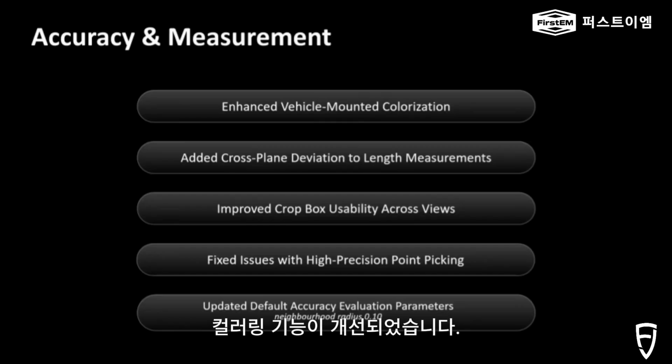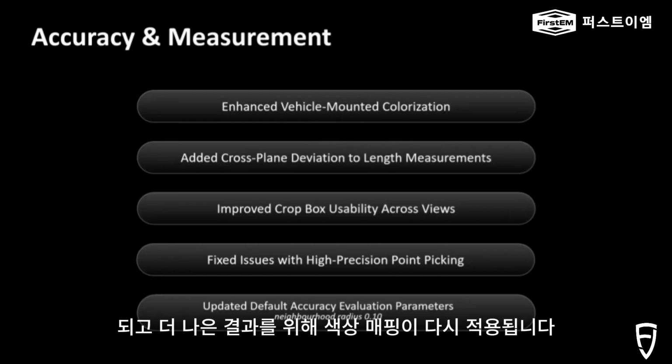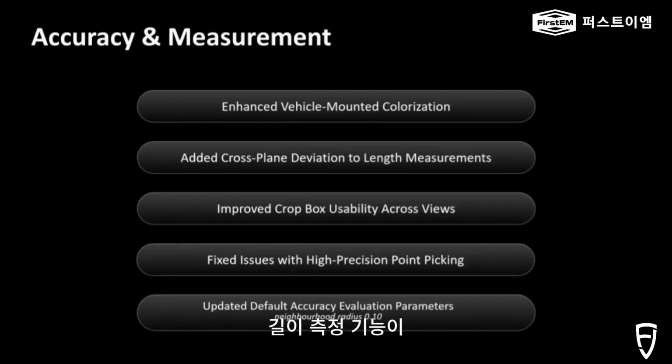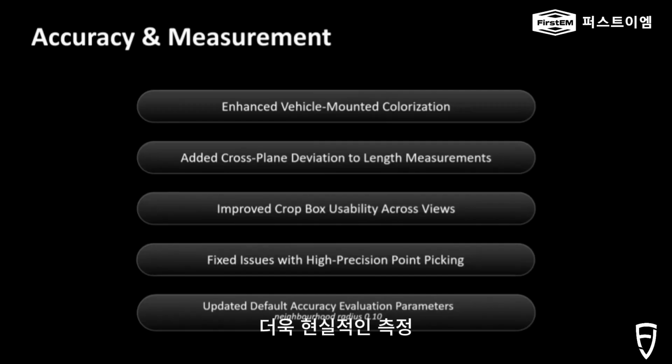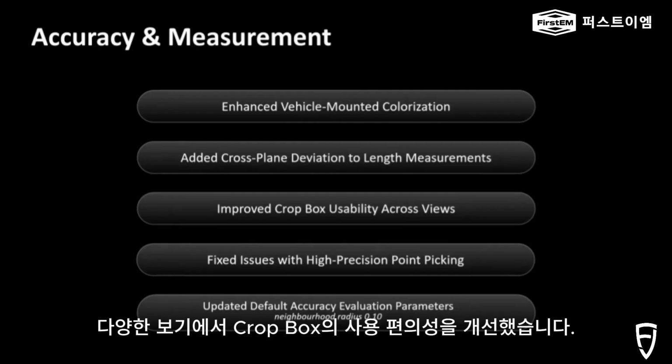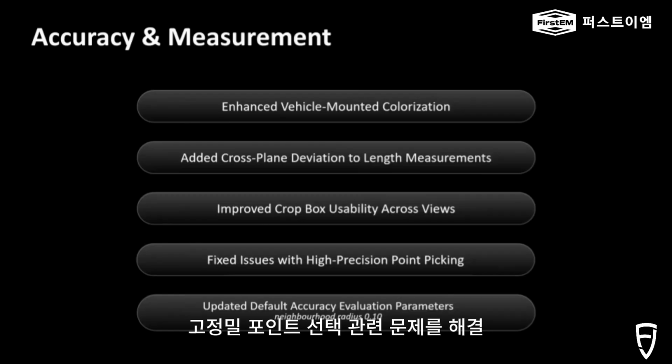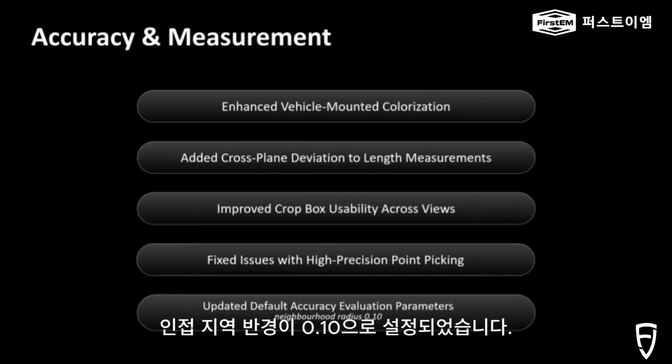The third area is accuracy and measurement. Vehicle mounted colorization has been improved, so vehicles are now automatically excluded and colorization is remapped for better results. Length measurement has been enhanced to include cross-plane deviation, giving more realistic measurement results. We also improved crop box usability across different views. We fixed issues with high precision point picking and updated the default accuracy evaluation parameters. Now the neighborhood radius is set to 0.10.